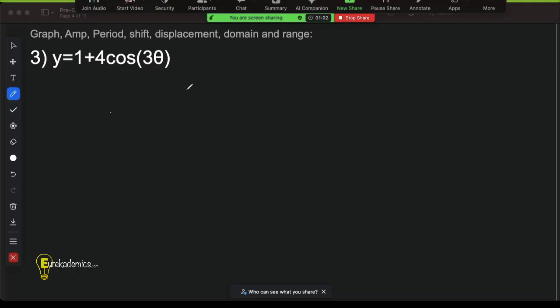All right, let's get number 3 going. First order of business, I want to rewrite this trig function into its standard form, and then I can identify the period, amplitude, and all the displacement stuff. So y equals 4, that's the amplitude. Cosine, now we have to play with this number 3, that's going to affect our period, plus 1, that's our vertical displacement.